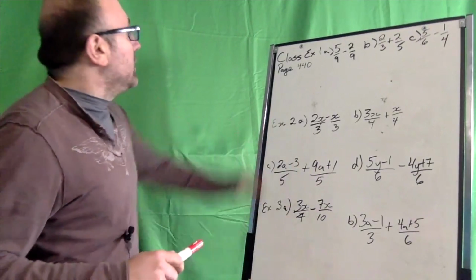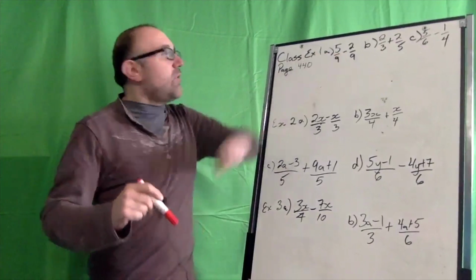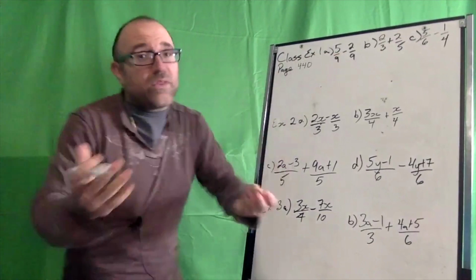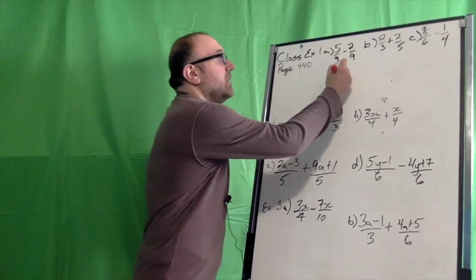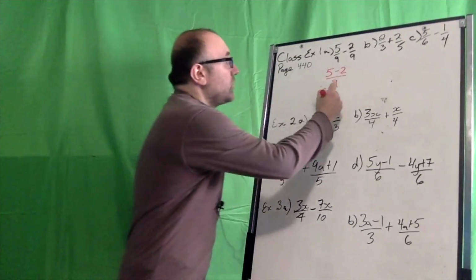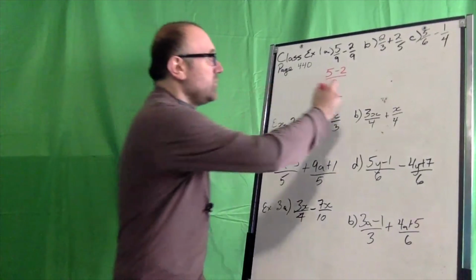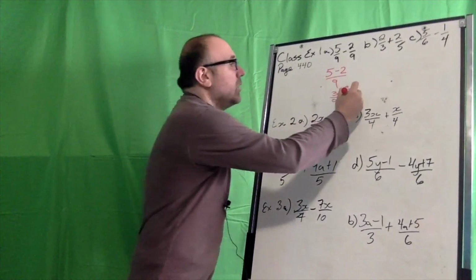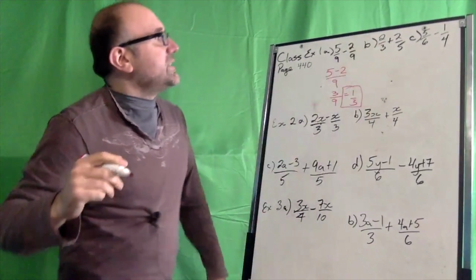Class example 1 on page 440, we're going to be looking at 5/9 minus 2/9. Both have the same denominator, so just follow the instructions by doing 5 minus 2 over 9, and that finishes off by doing 3/9. And of course, you could simplify that one more step further because they're both in the 3 times table, giving 1/3. Next one, 2/3 plus 2/5.